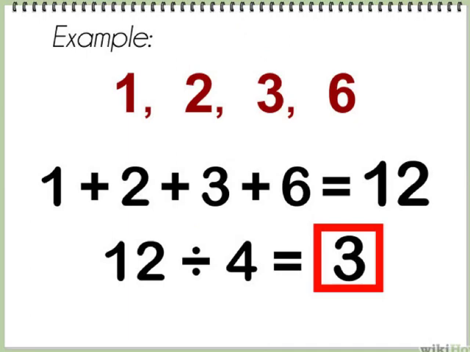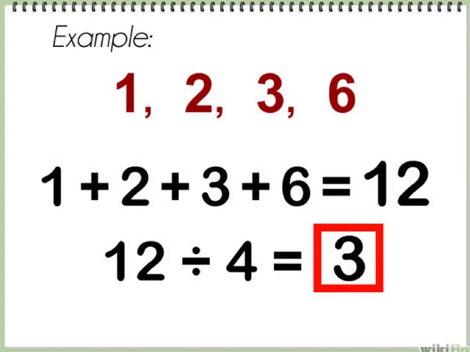Alright, here's another example. If you add the numbers 1, 2, 3, and 6, when you add them, you get 3 plus 3 is 6 plus 6 is 12. Well, we had 4 add-ins, or numbers that we added. The sum of those was 12, and if we divide by the number of numbers, which was 4, we get an average of 3.